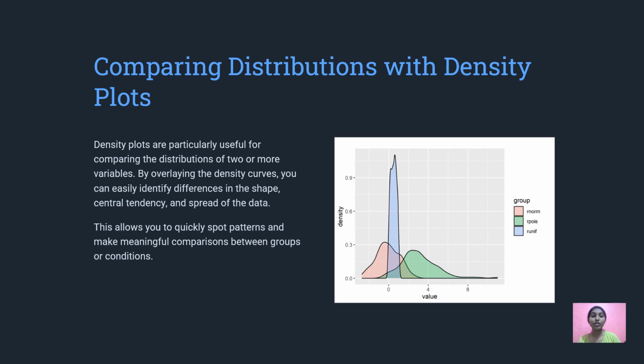Density plots are particularly useful for comparing the distributions of two or more variables by overlaying density curves. You can easily identify differences in shape, central tendency, and spread of the data. This allows you to quickly spot patterns and make meaningful comparisons between groups or conditions. Comparing distributions with density plots helps us find the differences between multiple datasets.